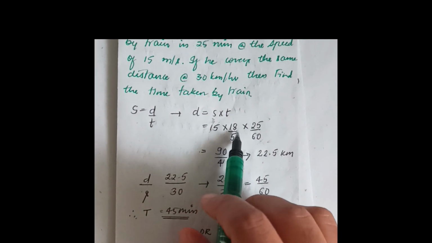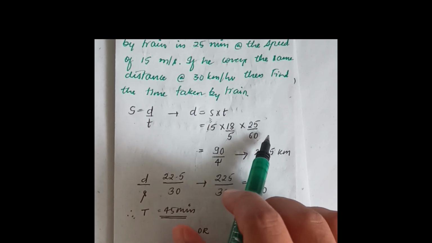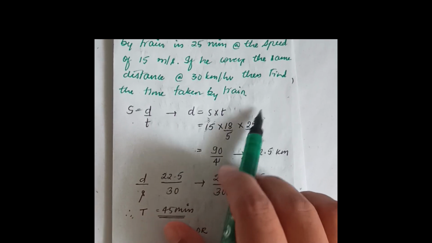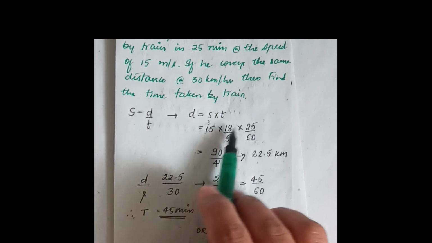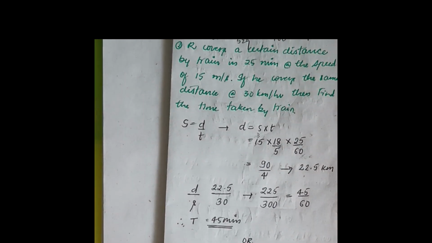Then the answer we got was: 5 ones are 5, 3 threes are 15. Then 3 ones are 3, 20s are 60. 5 fours are 20, 5 fives are 25. So it will be equal to 18 fives are 90 by 4, which is 22.5 kilometers.